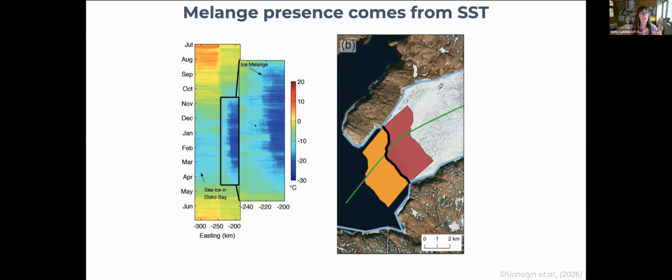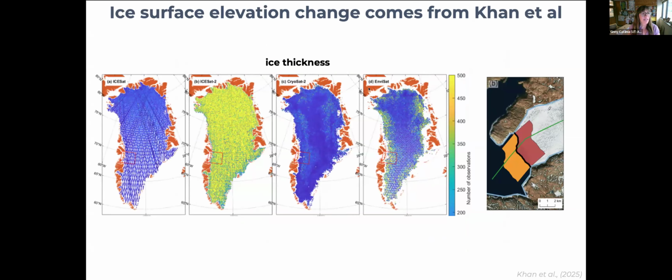And so what we do to make a time series is we take our terminus pick and then we delineate a region, several ice thicknesses downstream of the terminus and several ice thicknesses upstream of the terminus, and we take averages of the data product within that region. So for melange presence, we simply looked at what was the average sea surface temperature within the box that's colored orange here.